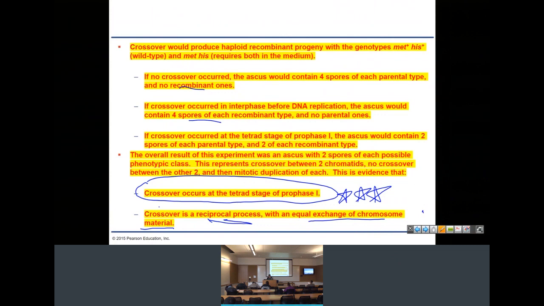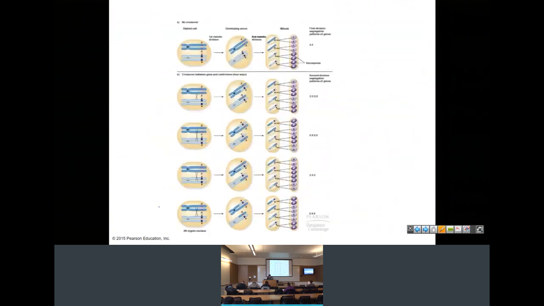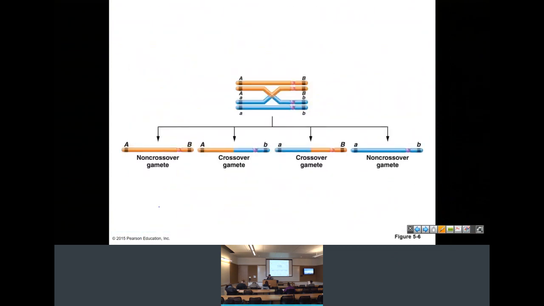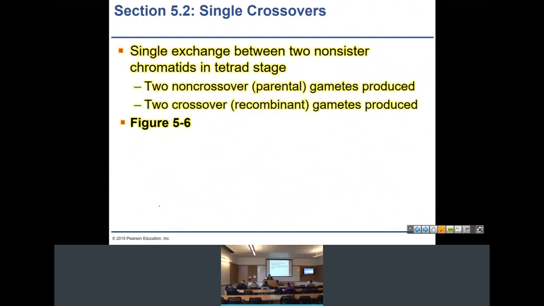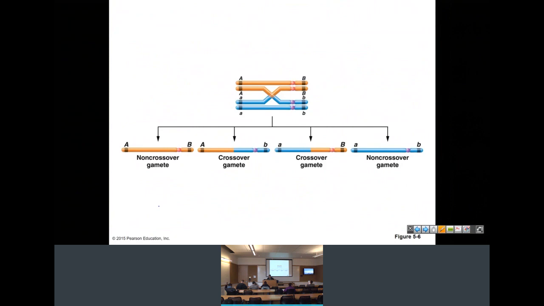That's, again, a single crossover. You already know this. Here's an example of that single crossover. 2 are going to be parental, and 2 are going to be recombinant. So you get 50-50. Okay.